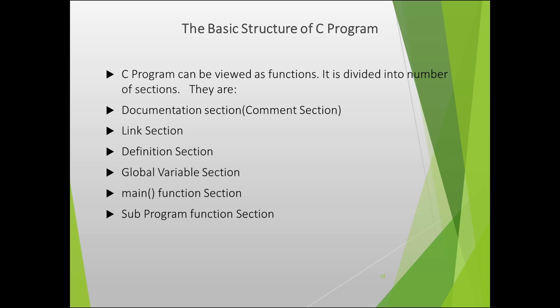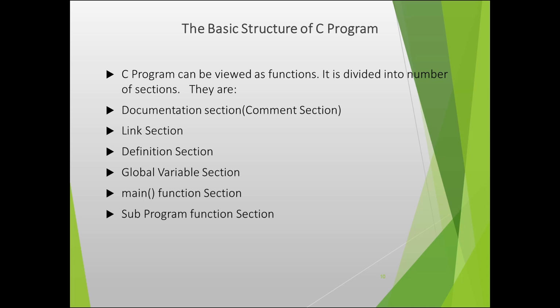So coming to the main concept, the structure of a C program. So far we have seen a glimpse of the importance as well as the history of C programming. Now let's see the main content, the structure of a C program. A C program can be viewed as functions. A function is nothing but a set of statements which are used for performing a specific task.